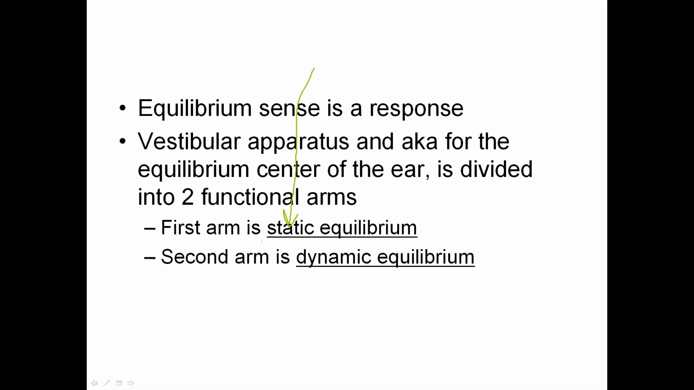The second part of the vestibule is dynamic equilibrium. This is stuff that puts you in motion, like riding a bike, doing gymnastics, skiing, or ice skating. Things that require motion and balance would be dynamic equilibrium.